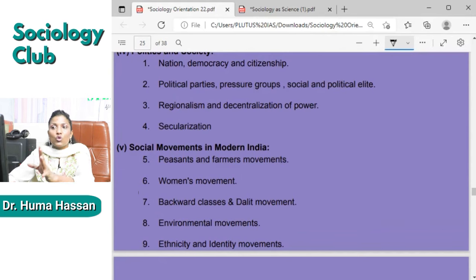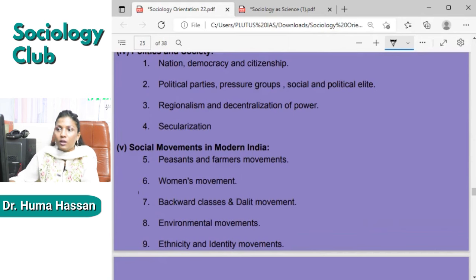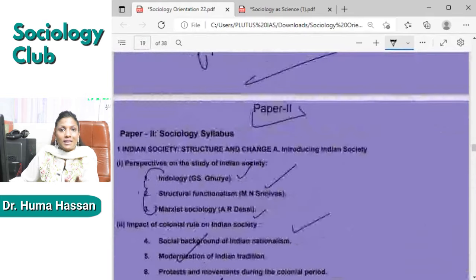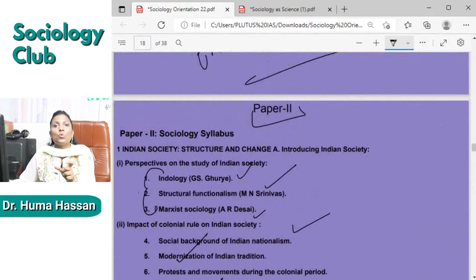Okay, so you do not have to be scared of this particular syllabus, which doesn't finish at all. If you see here, it starts with thinkers, Indian society structure and change. What Indology says is simply that we need to understand Indian civilization and heritage, because for so many years the British have been showing us our culture. This is wrong. Structural functionalism means that we need to understand the village, we need to do field studies.